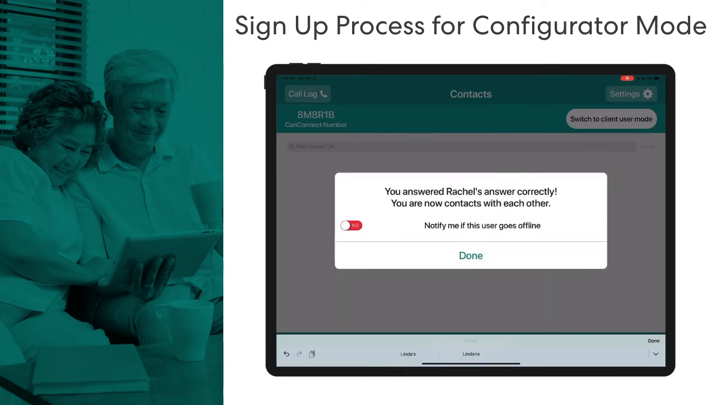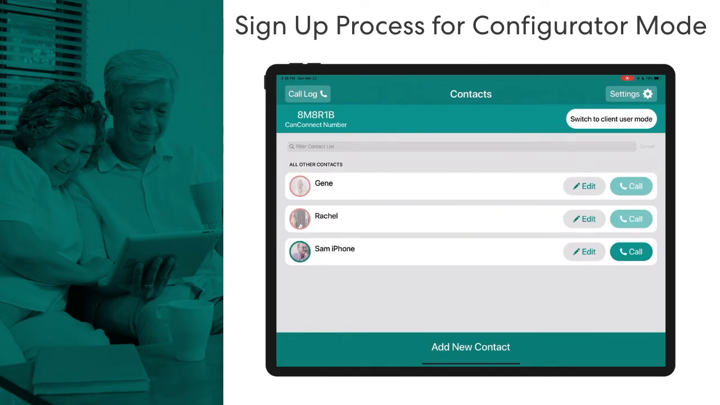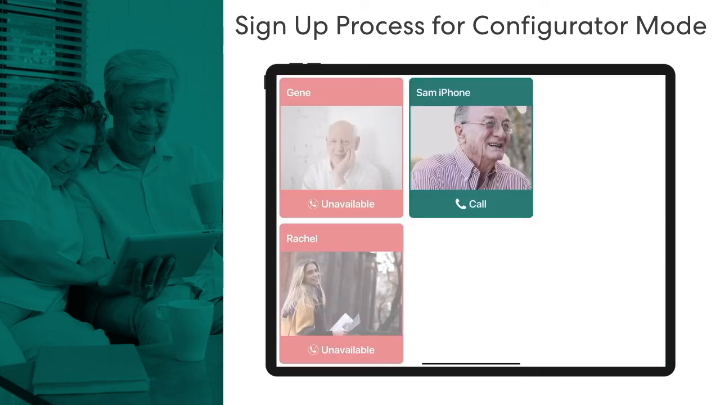You may choose to be notified if your new contact goes offline. A new user has now been added. Let's skip ahead by adding a few new users and switching to client mode. At the top right corner of the iPad below Settings, tap on the white button to switch modes. There you have it. We have successfully entered client mode.